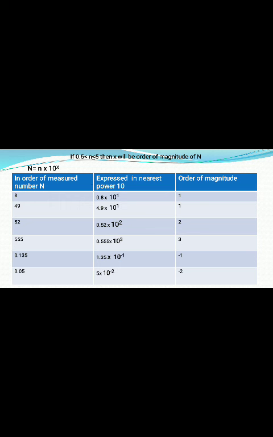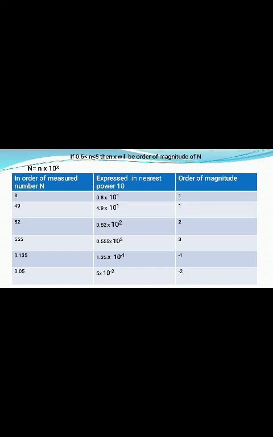So 8. Does 8 lie between 0.5 and 5? No. So what do we have to do? We have to convert it so that it is in the limit of 0.5 to 5. How will we convert it? We convert 8 by dividing by 10. 8 divided by 10 is 0.8. But our value is 8, so we just have to express it in the nearest power of 10. So 0.8 into 10 raised to 1, which is nothing but 8.